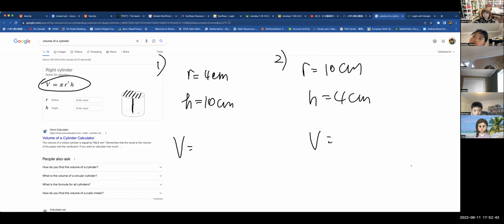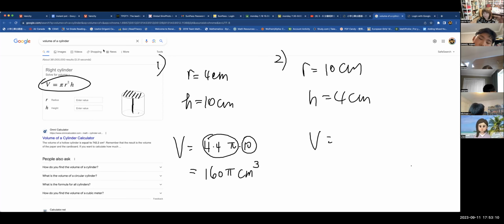Let's see. Okay, so let's take a look at this one. So in order to find the first volume, it's 4 times 4 times pi times 10, right? So this one is the area of the circle, and this is height. So the answer is 160 pi centimeter cube.